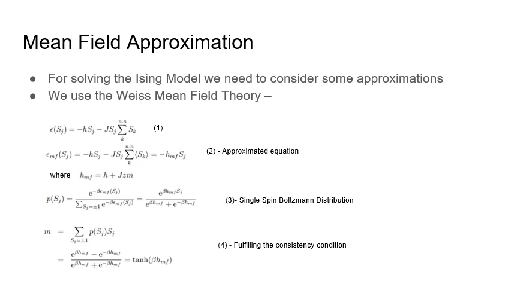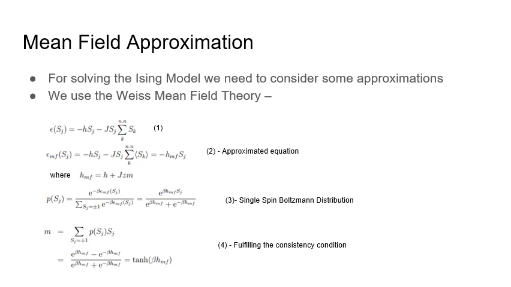So the third equation is basically the single spin Boltzmann distribution to predict the value of magnetization. Now, the mean field approximation is actually used to replace the configurational energy by the energy of a non-interacting system of spins, each of which is experiencing an applied field HMF that is given here. And the fourth equation is basically a consistency-fulfilling equation.